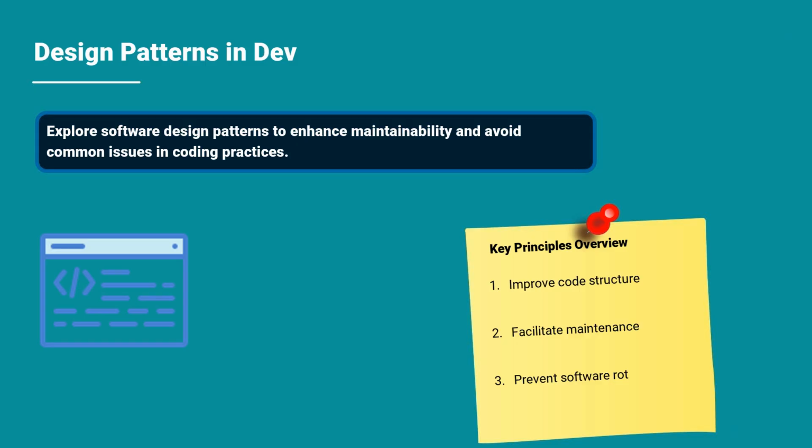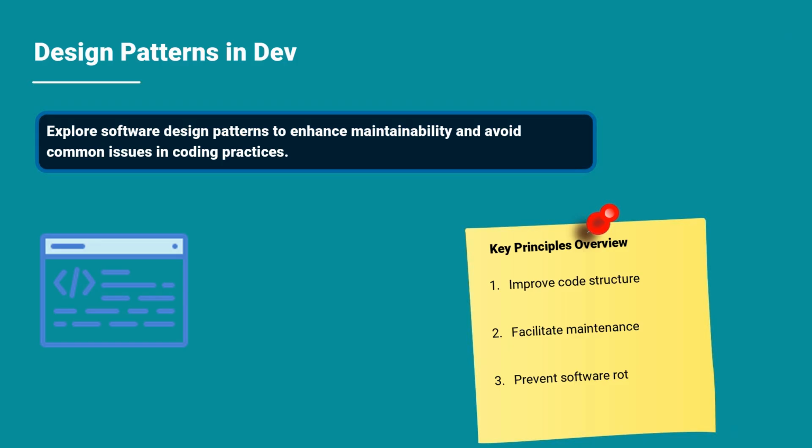In today's lesson, we are going to explore the significance of design patterns in software development. Design patterns offer proven solutions to common problems that developers face, helping to create software that is not only robust but also easier to maintain. This is crucial because, as we've learned, software can rot over time without proper structure and best practices.